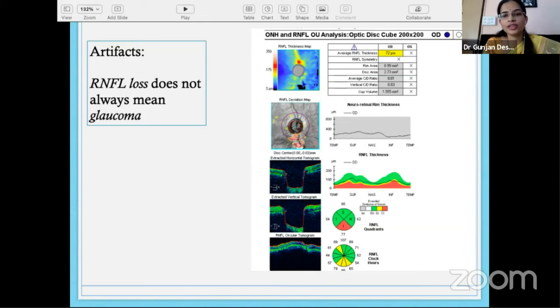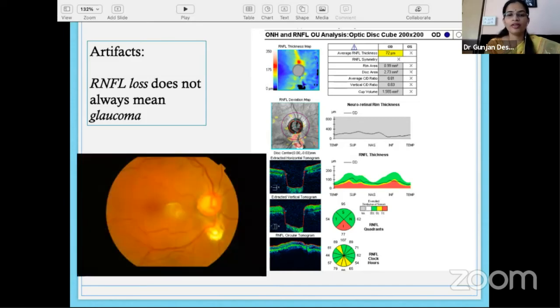As we can see in this patient, there's an inferior defect, which corresponds to an inferior defect on the TSNIT graph. We have an inferior quadrant defect, but then when we actually see, the patient has an inferior coloboma. Yeah, and this can be seen in the OCT printout.